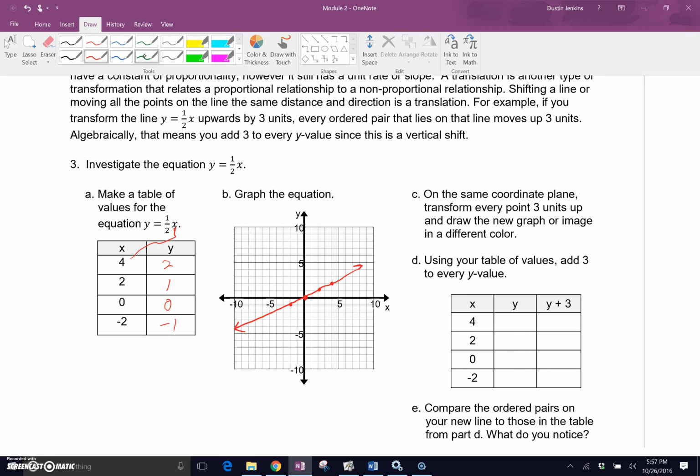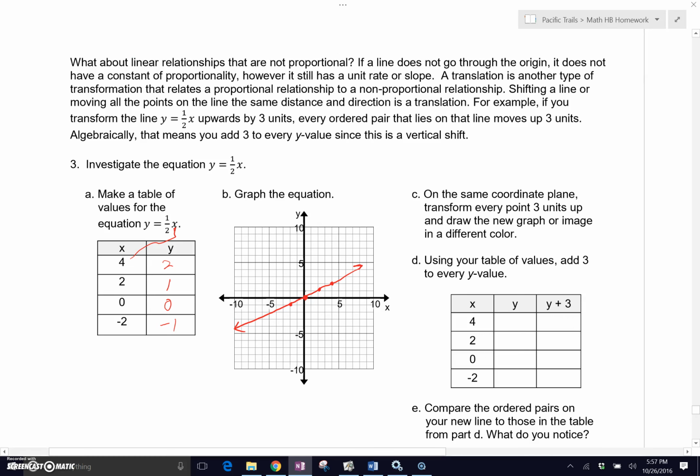So let's go ahead and get a nice color. And so right here it was 0, 0, so I'm going to have 0 and then up 3. So let's go ahead and take a moment to do that with all the points. As you can see now, I have a line that is just 3 spots higher.